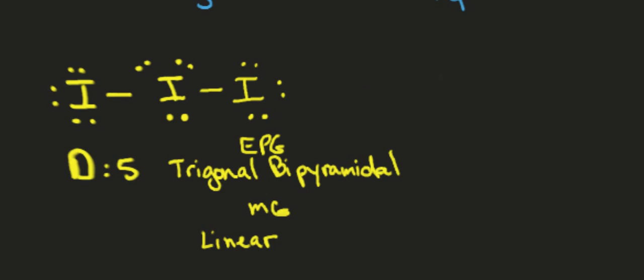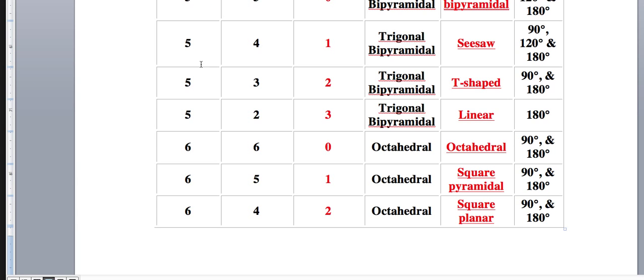If you take a look, we've got 5. All of them that are 5 have trigonal bipyramidal as their electron pair geometry. And then when we have 3 lone pairs right here, so 2 elements, which are the 2 iodines, 3 lone pairs, it's linear. The bond angles are 180. How do we achieve that linear?